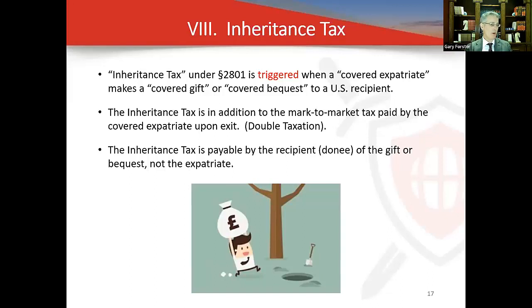It's in addition to the mark to market. So you pay your mark to market going out, and the assets are trapped out. What's a little unfair, and it says here on the slide, is that it's the recipient that pays, because the expat's gone. The IRS doesn't want to deal with the expat.